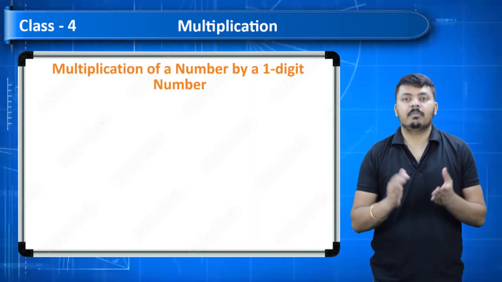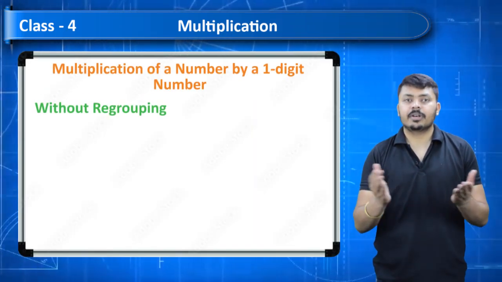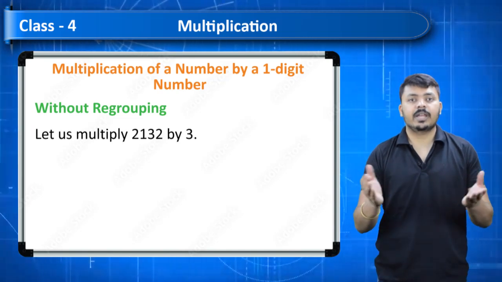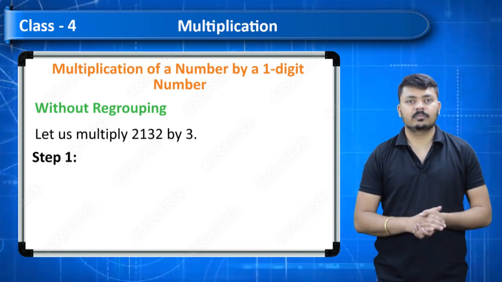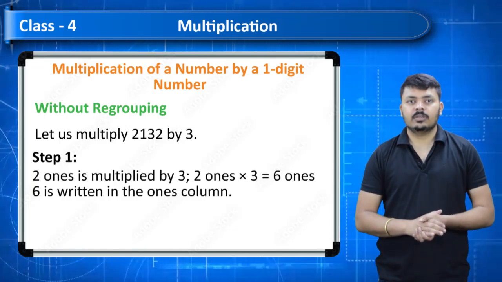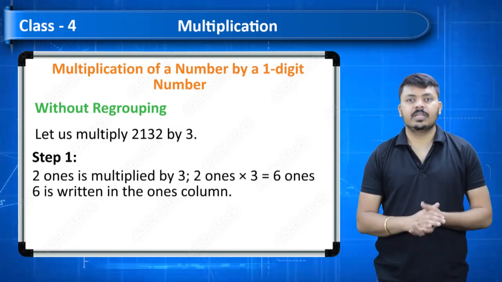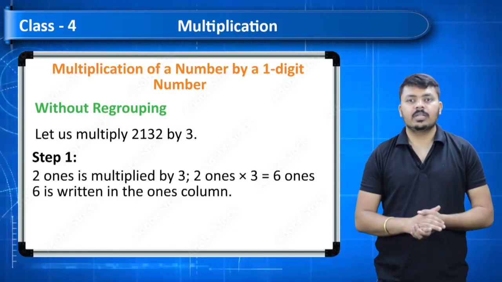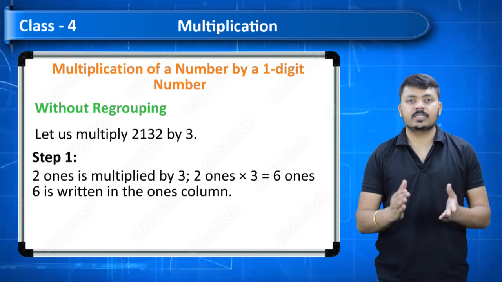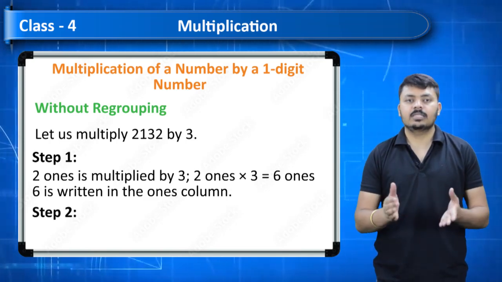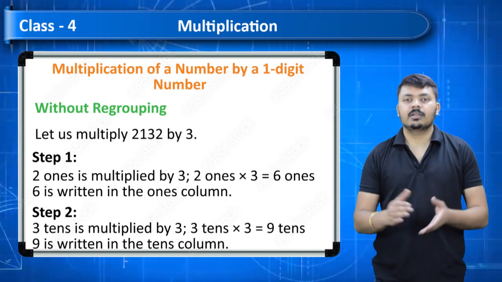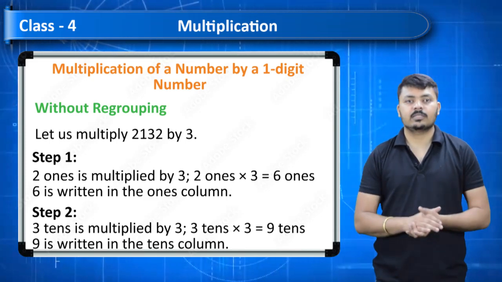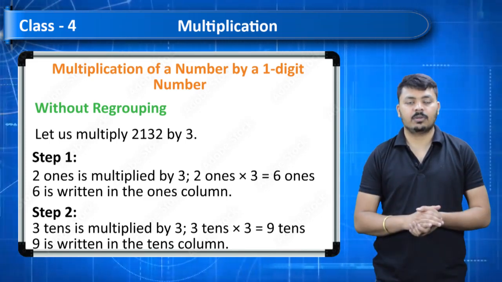Multiplication of a number by a one-digit number. Without regrouping, let us multiply 2132 by 3. Step 1. Here, as you can see, 2 ones is multiplied by 3. 2 ones into 3 is equal to 6 ones. 6 is written in the ones column. Step 2. 3 tens is multiplied by 3. 3 tens into 3 is equal to 9 tens. So 9 is written in the tens column.